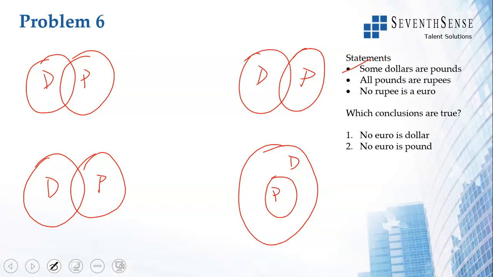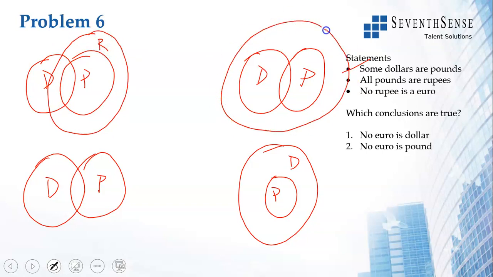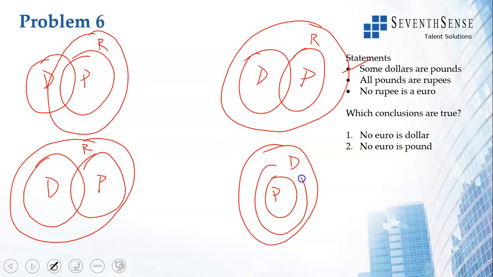Then all pounds are rupees. So I draw this. All the pounds are rupees. I draw it this way. So this is also done.